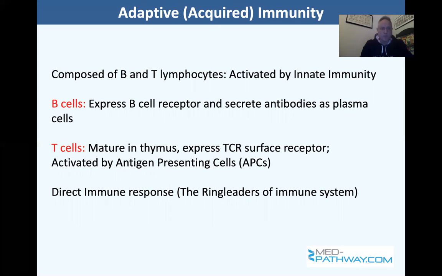So as I mentioned, B cells express B cell receptor and make antibodies. T cells are the ringleaders of the immune system. They mature in the thymus, express the T cell receptor, and they're activated by antigen-presenting cells such as macrophages or dendritic cells.